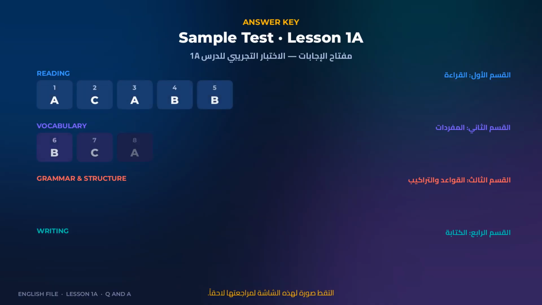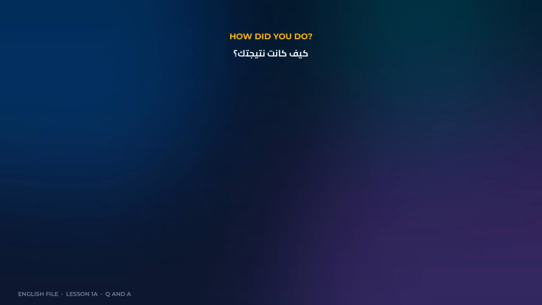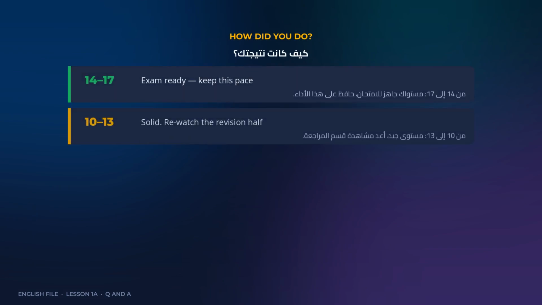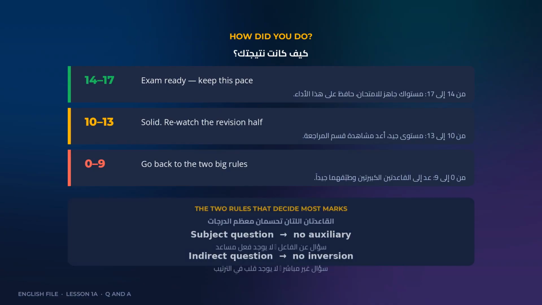Here is the full answer key. Screenshot this one. So, how did you do? 14 or more and you are exam ready. Under 10, go straight back to the 2 rules that decide most of these marks. Subject questions take no auxiliary. Indirect questions take no inversion. Master those 2 and this whole section becomes free marks.